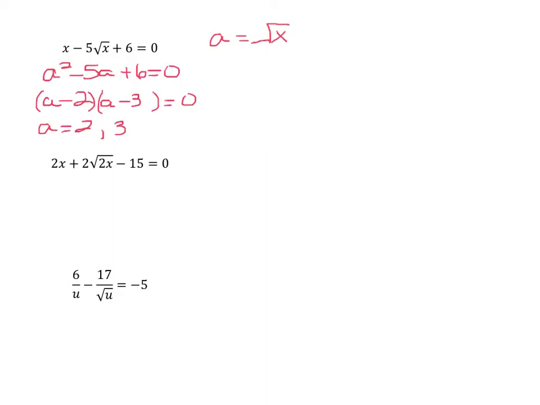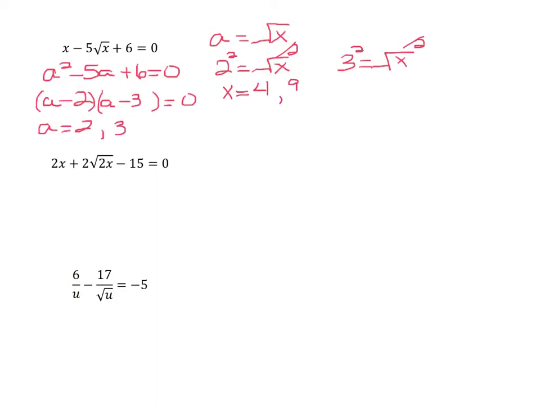The place where so many students make mistakes is not following through the problem. So now I come back up here and I say, well, 2 is equal to the square root of x and 3 is equal to the square root of x. Well, if I square these in both equations, the squares will cancel the square root and I get that x is equal to 4 or 9.